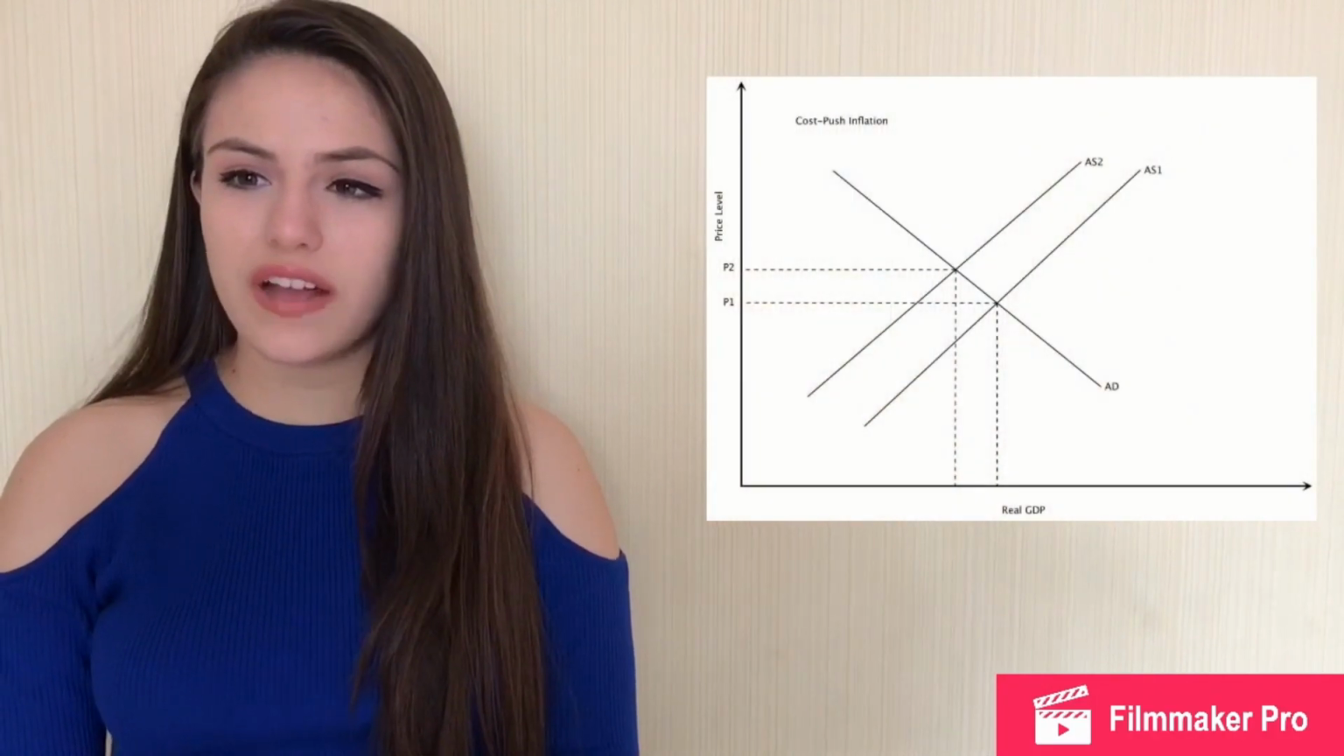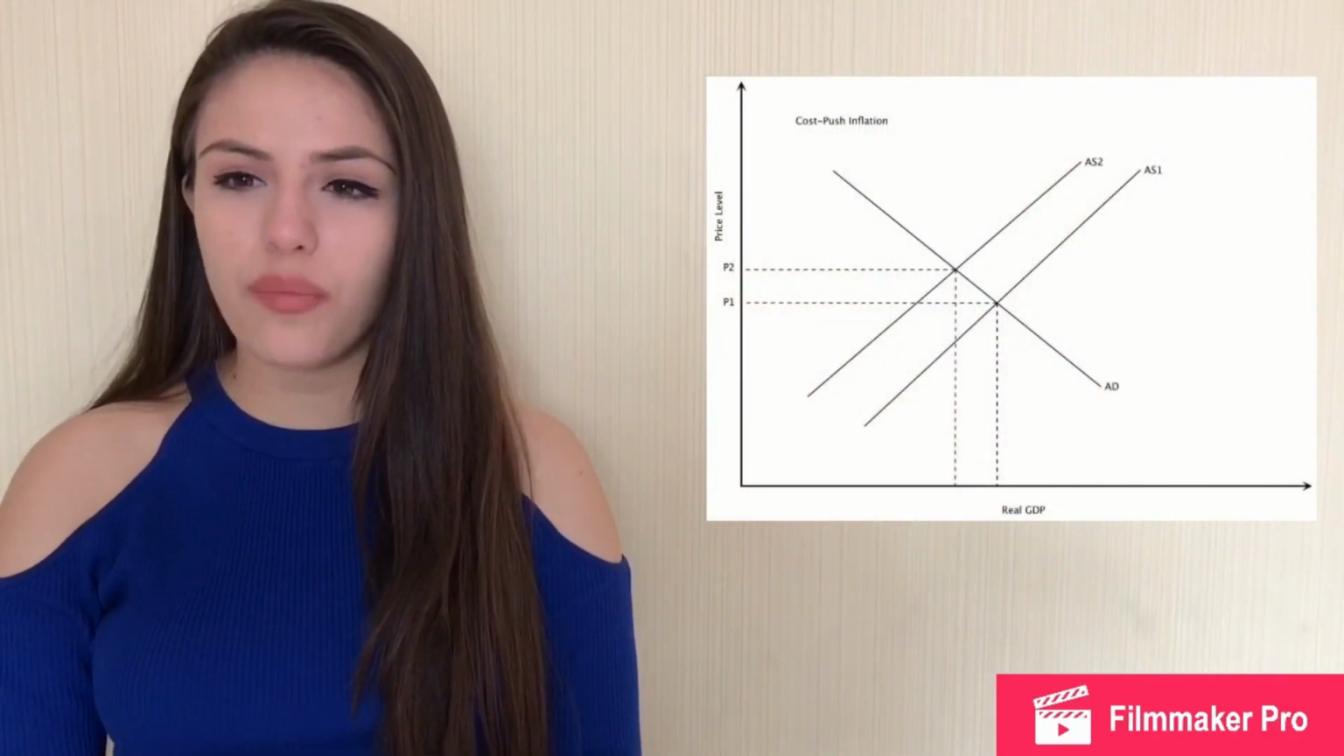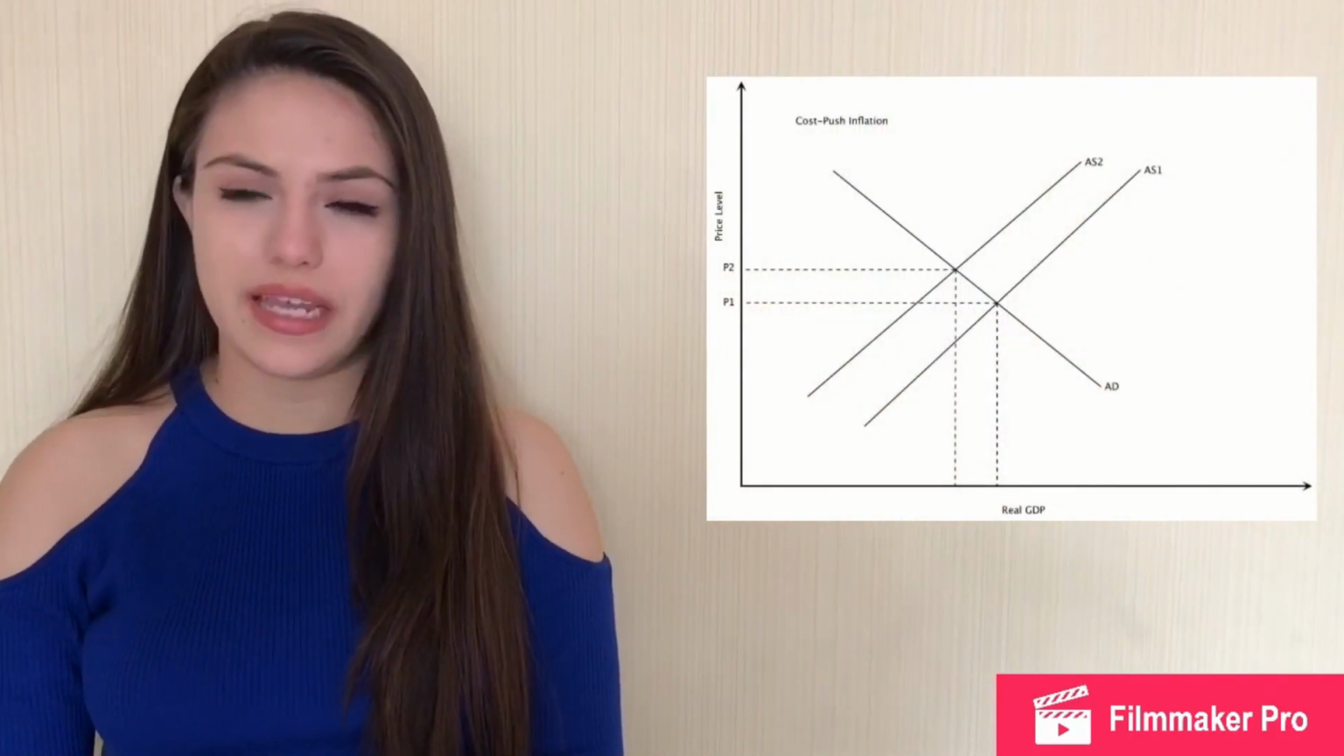The second type of inflation is called cost-push inflation. Cost-push inflation is when cost of production rises and overall price level increases in order to maintain profit margins. This type of inflation is from the perspective of the producers and their selling prices.